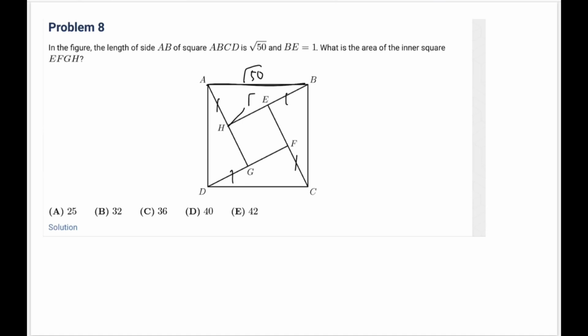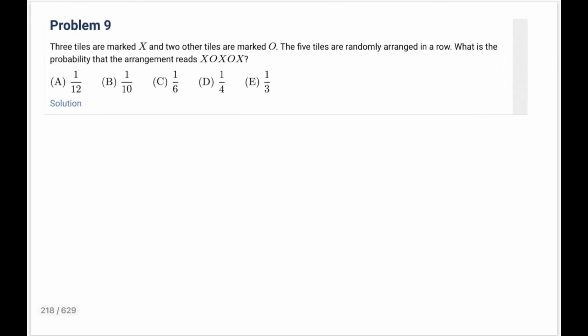That means that this is 7 minus 1. So this is 6. So this is 6, 6, 6, 6. So the area of the inner square is 6 squared equals 36. The answer is C.